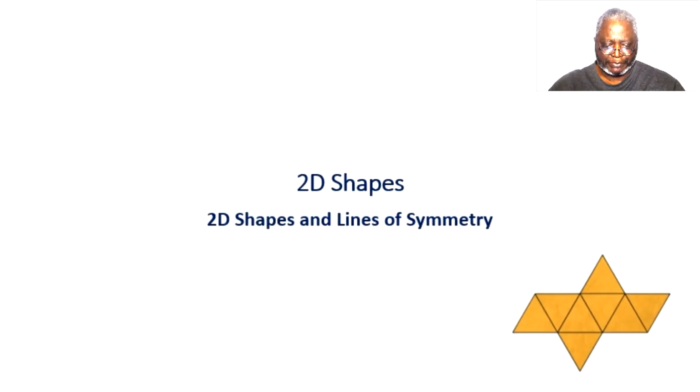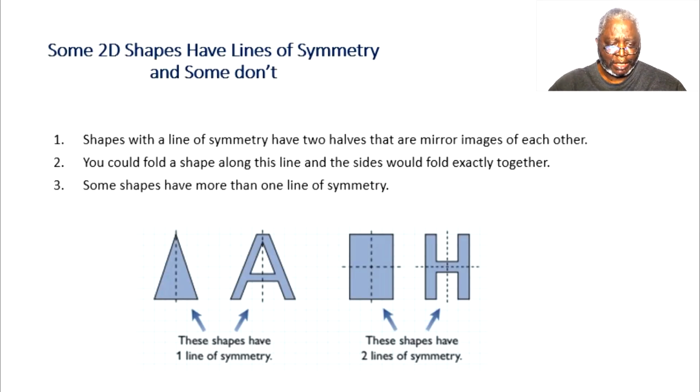We'll start with 2D shapes and lines of symmetry. What are 2D shapes? 2D shapes can have lines of symmetry or they cannot. Shapes with a line of symmetry have two halves that are mirrored images of each other. In other words, when you fold them, what you see on one side, you see on the other. You could fold a shape along this line and the sides would fold exactly together.